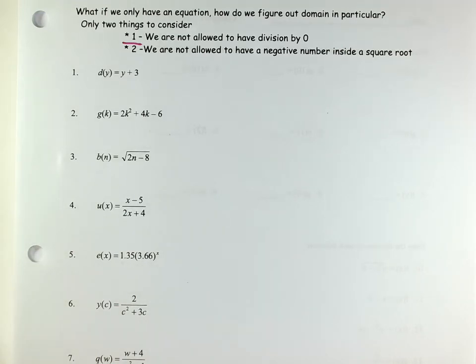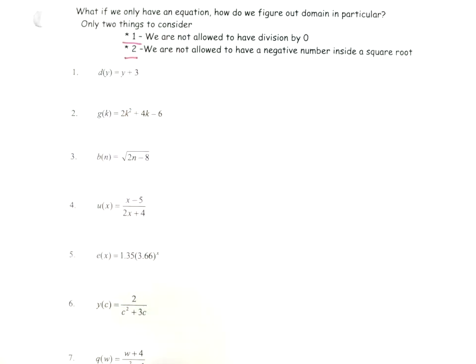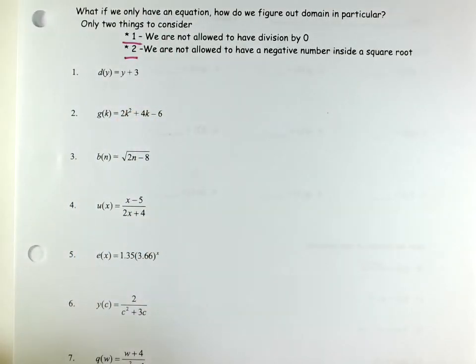And then secondly, we're not allowed to have a negative inside a square root. So when I look at that one, I want to make sure that I don't have these imaginary or complex numbers. So when I have a radical, that's the second part I'm going to look at. What do I have to do to make sure that when you solve for that variable, you don't get a negative inside of there?